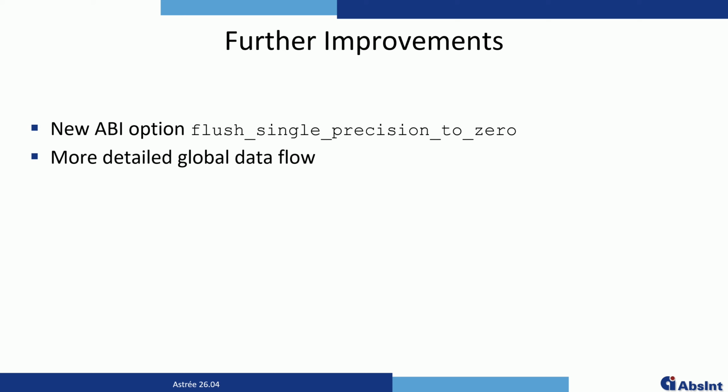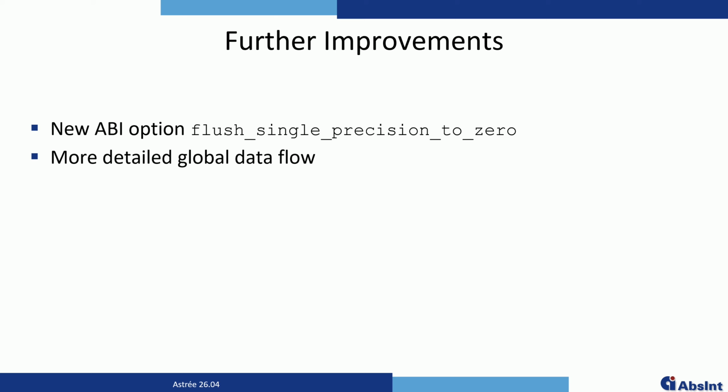I have now selected some further improvements. For example, we have added a new ABI option called Flush Single Precision to 0. This option specifies whether your target flushes subnormals to 0 on single precision floating point arithmetic operations. The default value is set to no, which coincides with the IEEE standard behavior.